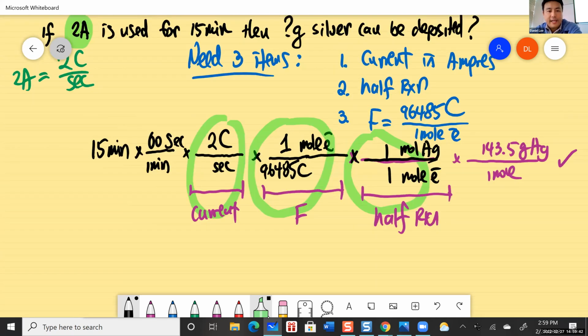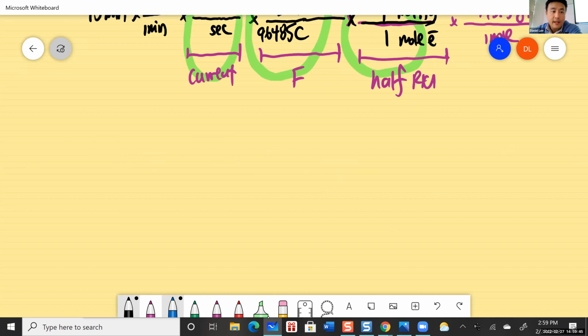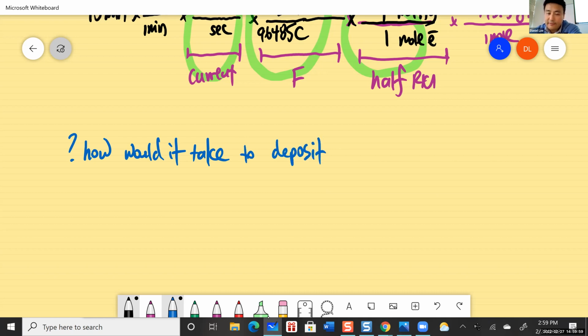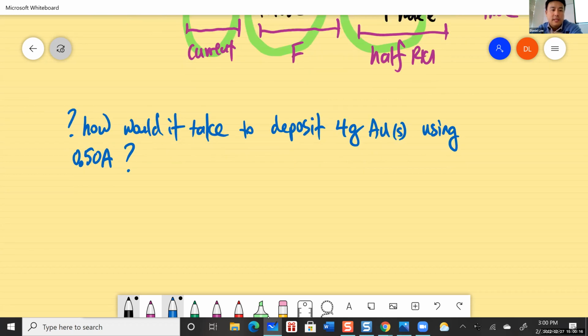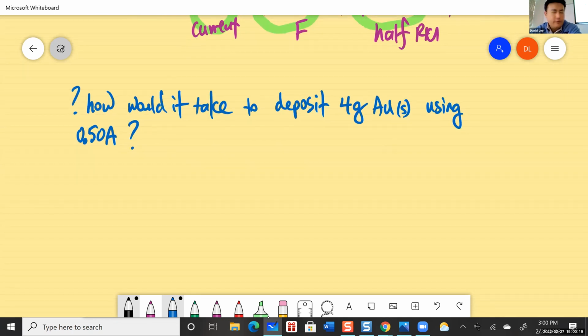Let me do this another way. I'm going to reverse the whole thing. So here's the question. How long would it take to deposit, let's say I have 4 grams of, I'm going to use gold, Au, using, I'm going to change it, 0.5 ampere. So that would be my question now. How long will it take to deposit 4 grams of gold using 0.5 amperes?